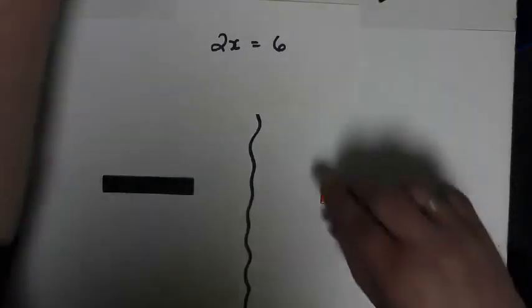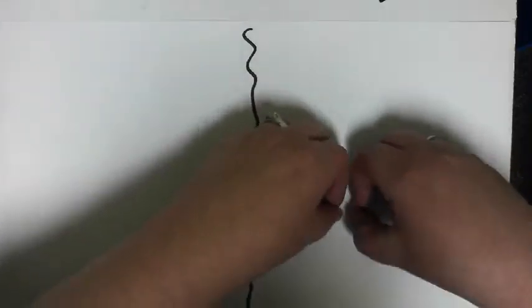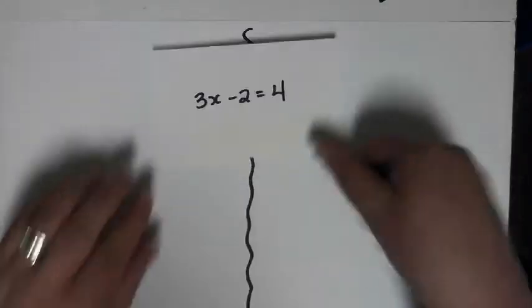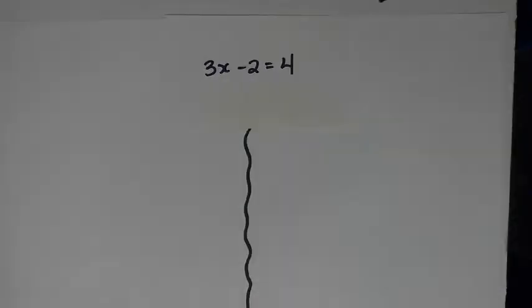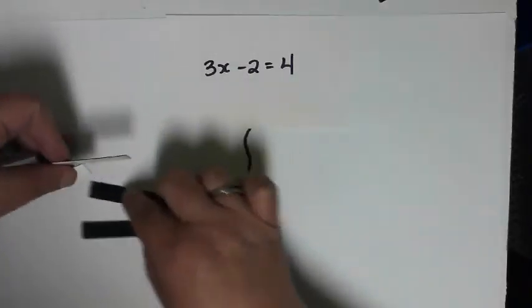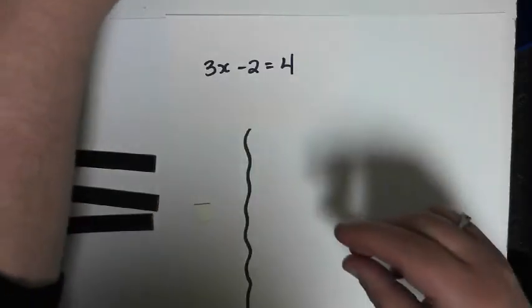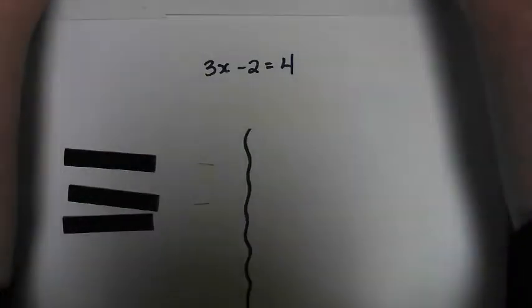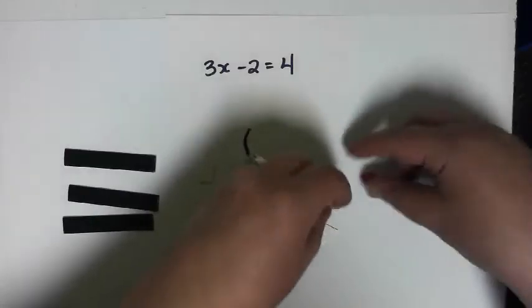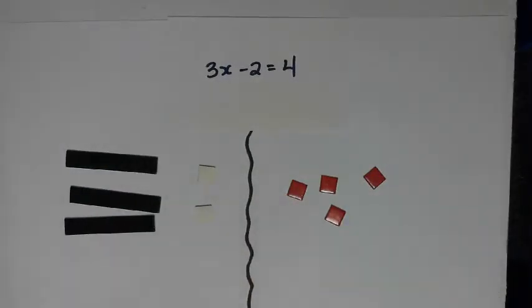We're going to take both of those ideas and get into a more complex equation: 3x minus 2 is equal to 4. So let's get those tiles out. We've got 3x minus 2 is equal to 4. All right, have a look. What is your first step?